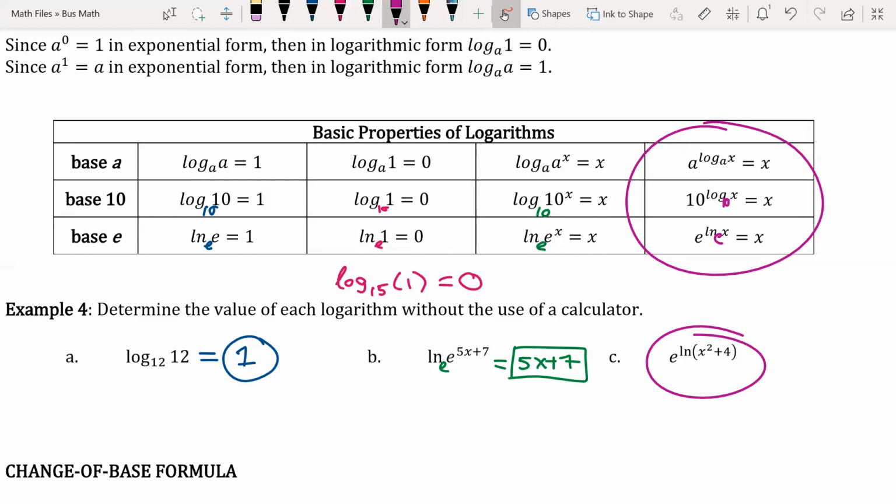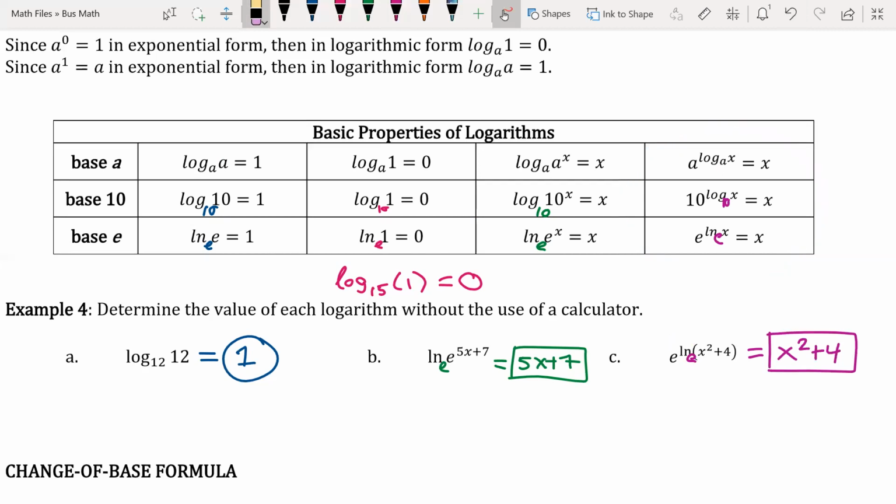This says e raised to the natural log of x squared plus 4. So we know that the base of the natural log is e, meaning the base of e and the natural log cancel, leaving us with the exponent of x squared plus 4. Okay, so that is just following these properties of logs. So if you have the same base on a log, either common log or natural log, they will always cancel and either leave you with 1 or 0 or the exponent. So that's what these logs do.